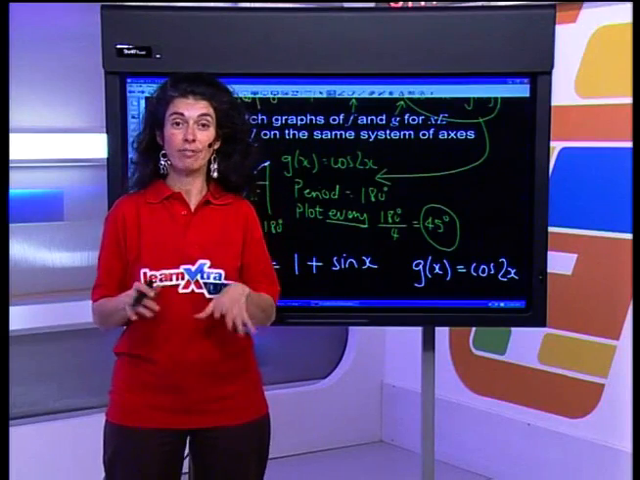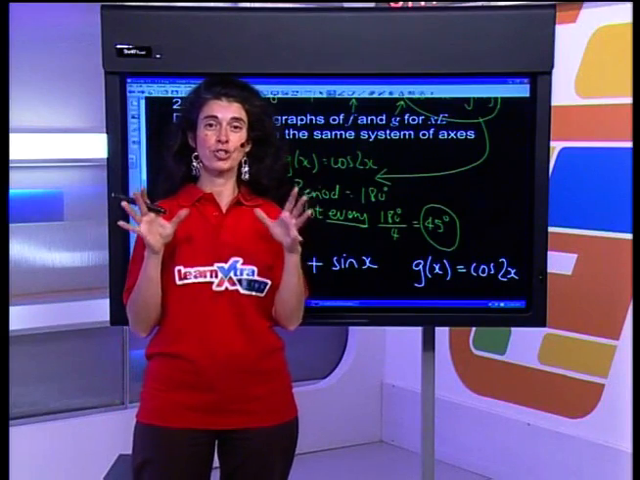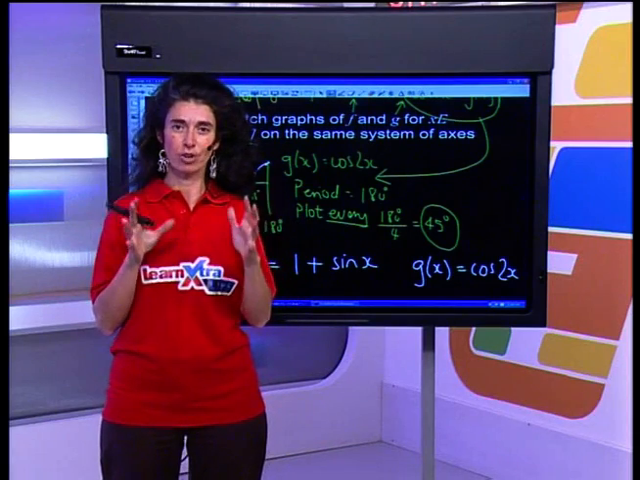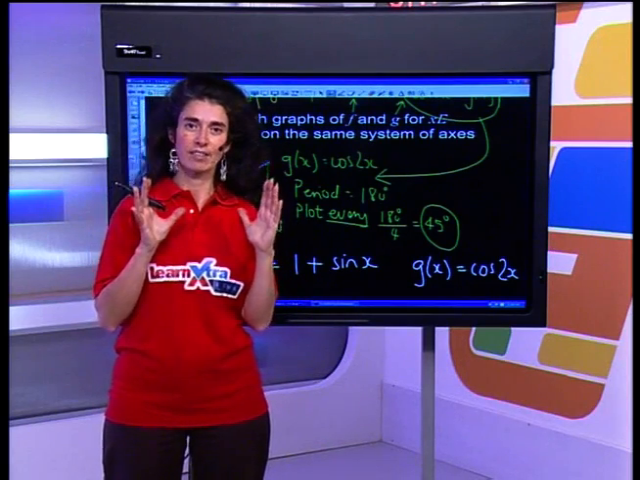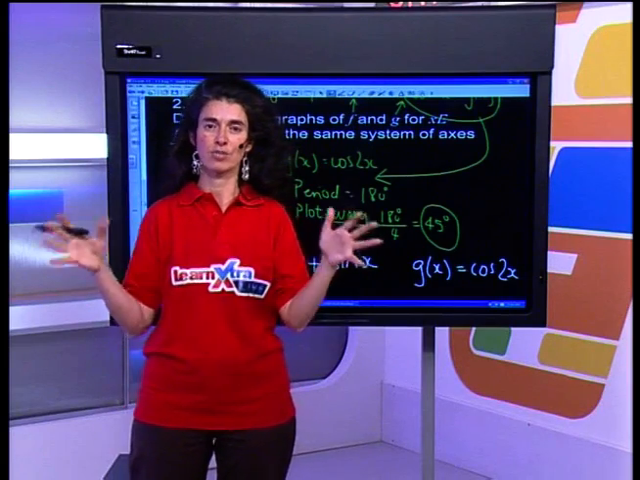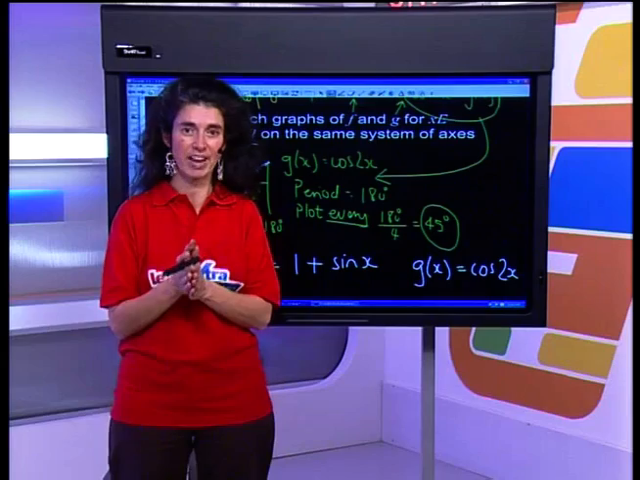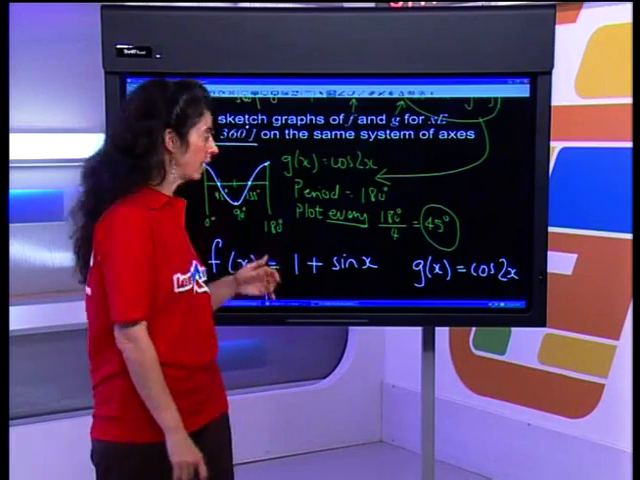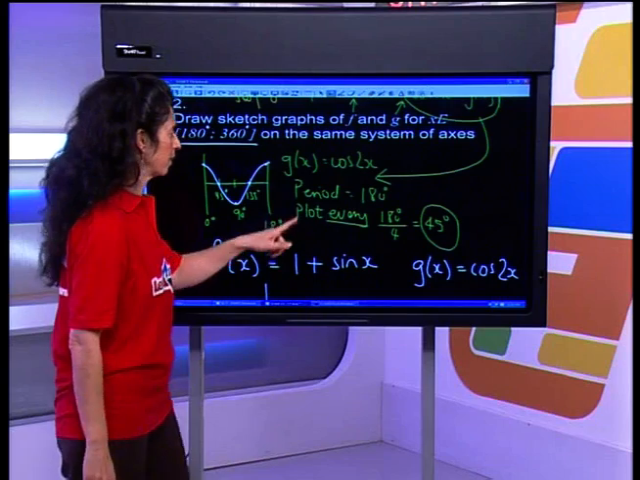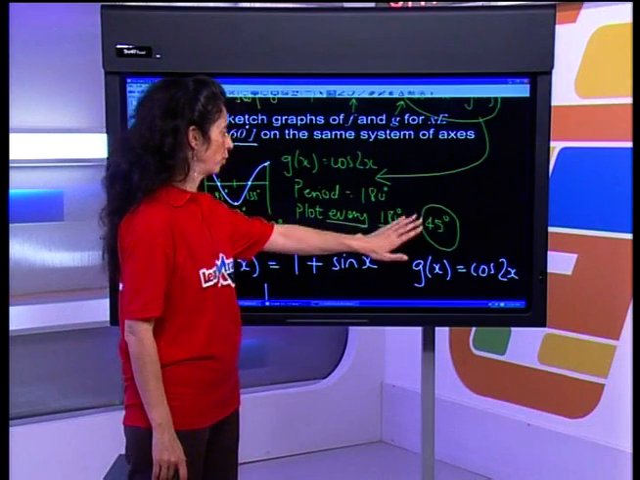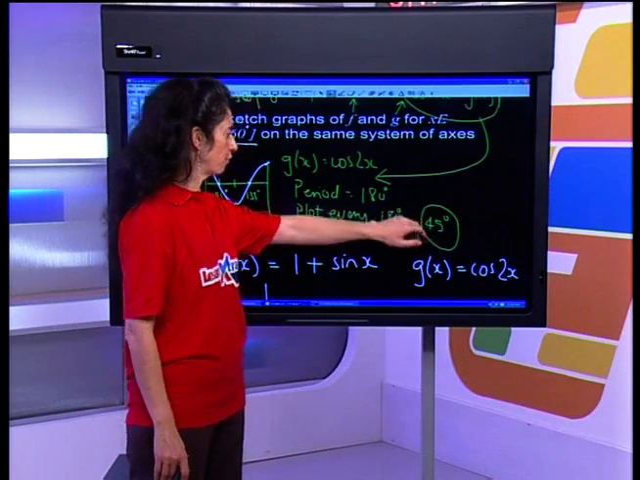Dina, take it away. Yes, everybody, we left off with trying to sketch cos 2x within a given domain, and we were also looking at the graph of 1 plus sine x and how to sketch both of those on the same system of axes. So let's go back and recap. We had worked out that the period of cos 2x would be 180. So we're going to plot every 45 degrees.